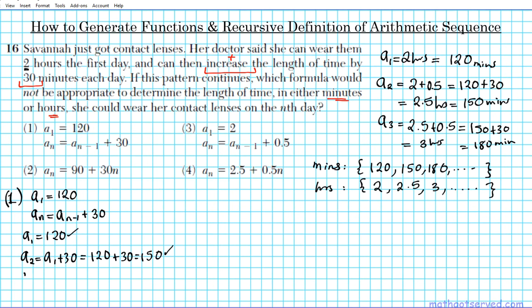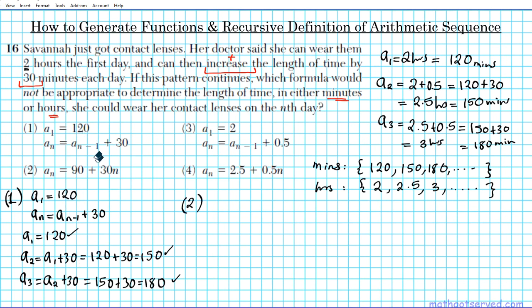And then for A3, you take the previous term A2 and add 30. All right, so the previous term is 150. Add 30, 180. Ladies and gentlemen, it looks like we have a winner here. Okay, this looks good. Well, we don't have a winner because we have three winners. So this looks good. Now let's move on to option 2.